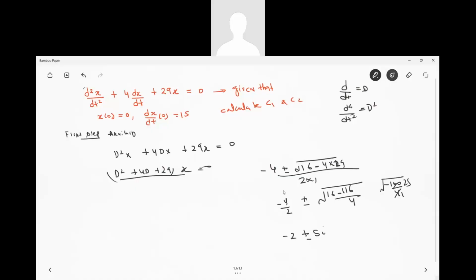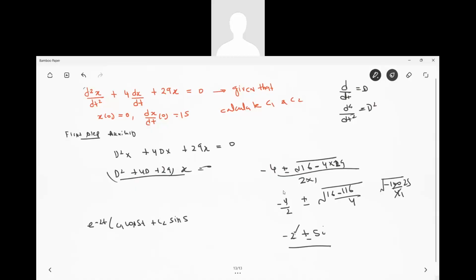From these roots, you get the equation. One is real and one is imaginary. Now in this case, the real part happens to be e power minus 2t, and for the imaginary part, you will write the equation c1 cos 5t plus c2 sine 5t.